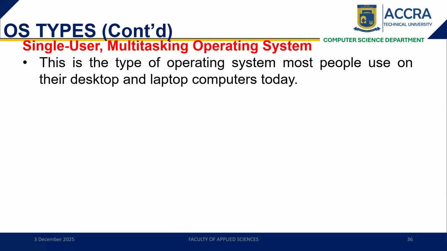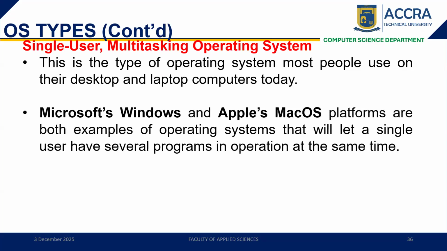But whether it's your Android smartphone or a Windows desktop application or a laptop, as I'm using here, other things can be done. I can stop PowerPoint right now because Zoom is open. That is a process on its own. PowerPoint is also open. All of these are different things. Other programs are open on my machine. So Microsoft's Windows and Apple's Mac OS platforms are both examples of operating systems that will let a single user have several programs in operation at a time.